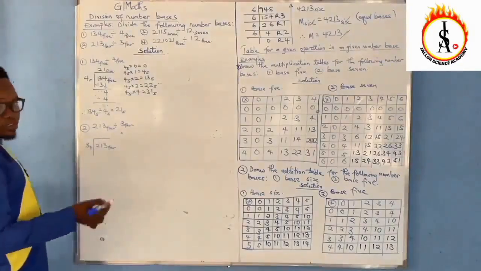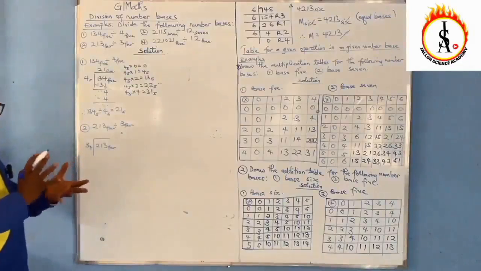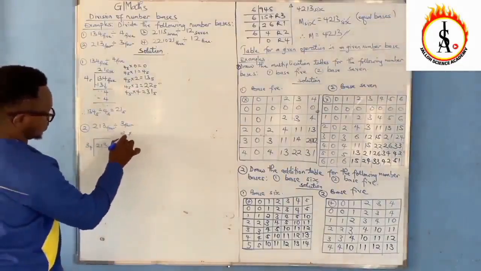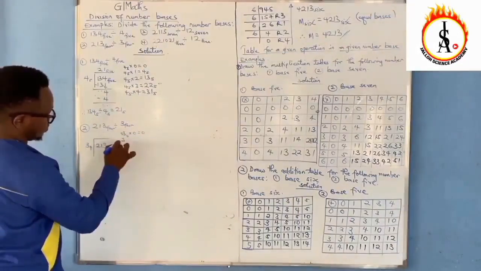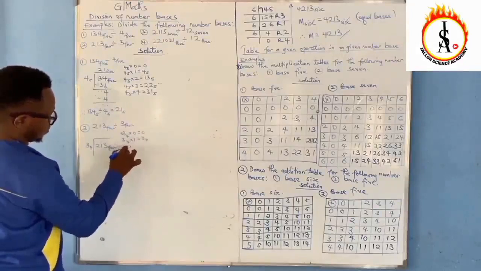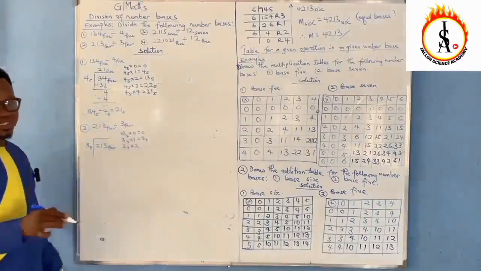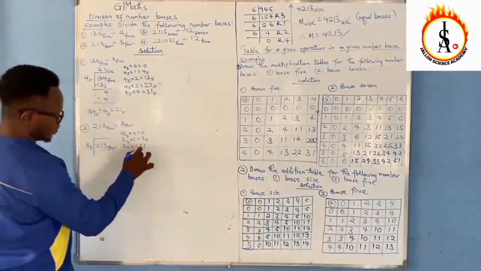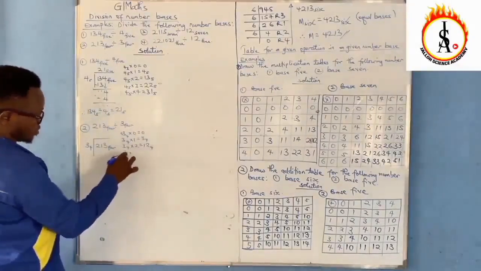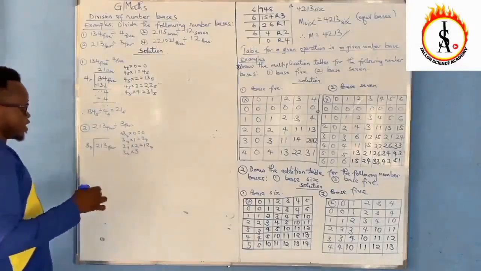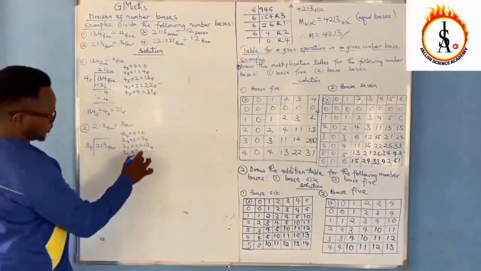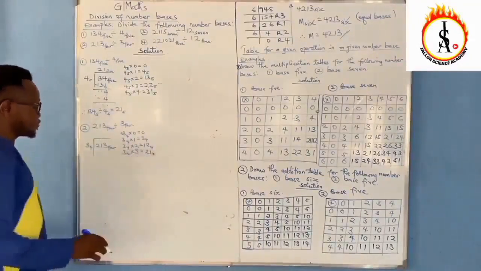Looking at the digits in base 4: 0, 1, 2, and 3. So 3 in base 4 times 0 is 0. 3 in base 4 times 1 is 3 base 4. 3 times 2 is 6, and 6 in base 4 is 1 with a remainder of 2, so we get 12 base 4. 3 times 3 is 9, and 9 in base 4 gives us 2 with a remainder of 1.